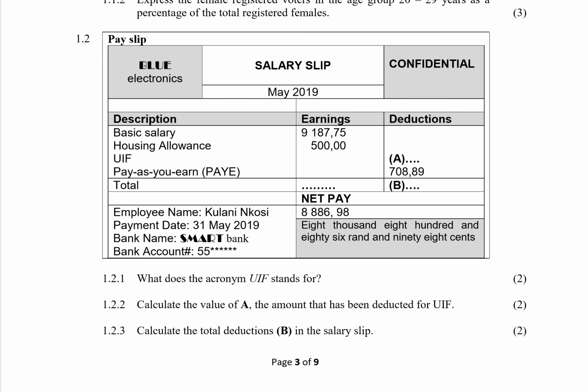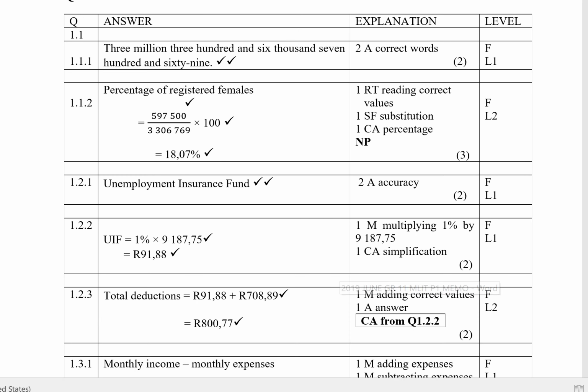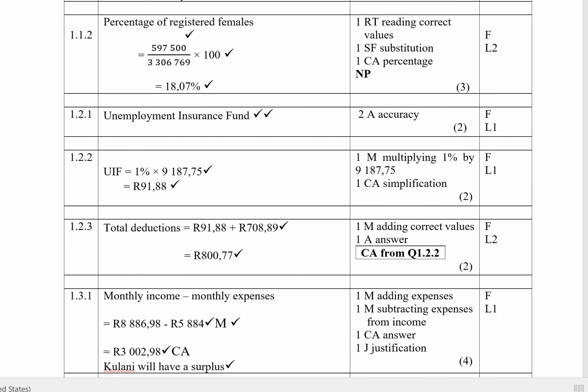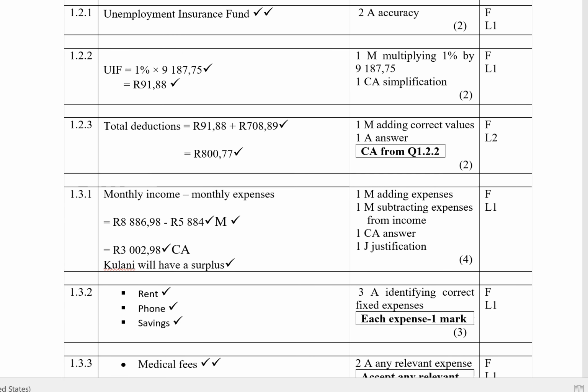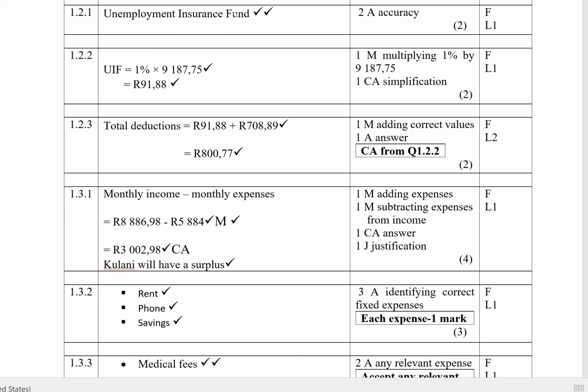So let's take a look at the memo. You'll see the answer here for 1.2.1, which is Unemployment Insurance Fund. And how do we calculate unemployment insurance? The deduction for the value A is 1% times the basic salary, and that will give you 91 Rand 88 cents.